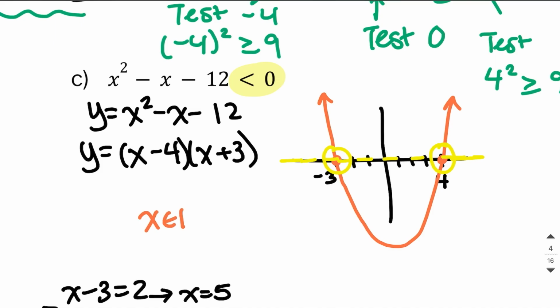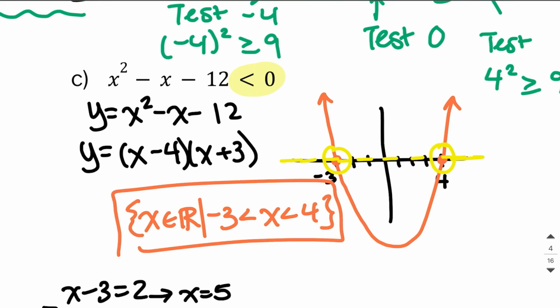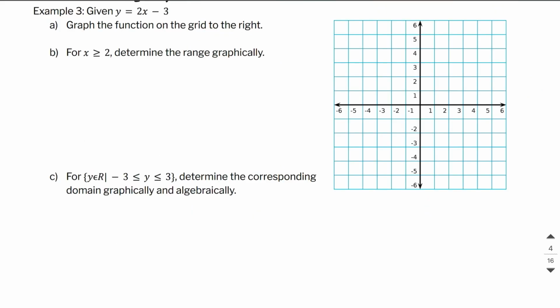So here I can say that x is an element of the reals such that -3 is less than x is less than 4. Or if I want to write this in set notation, I can say from -3 to 4. All right, one last example.